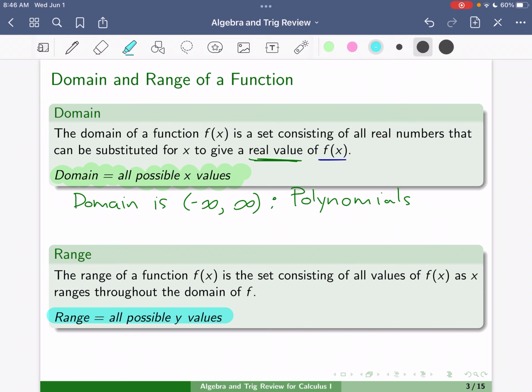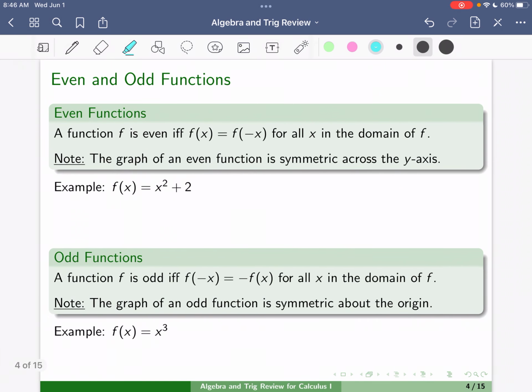Those are things that I imagine you should have seen before in some of your algebra days. Other things with functions that we have are odd and even functions. So if we remember, a function is even if and only if, right? So that's what the IFF will mean, if and only if. So a function is even if and only if f of x is equal to f of negative x, right?